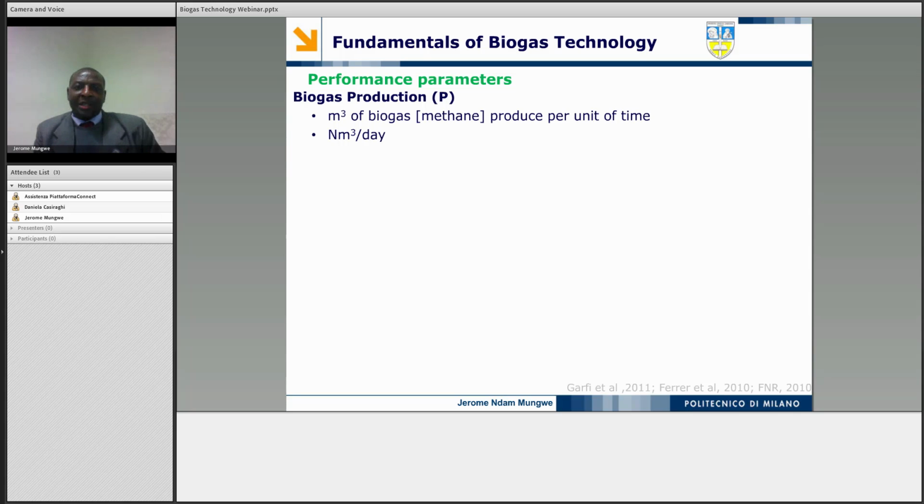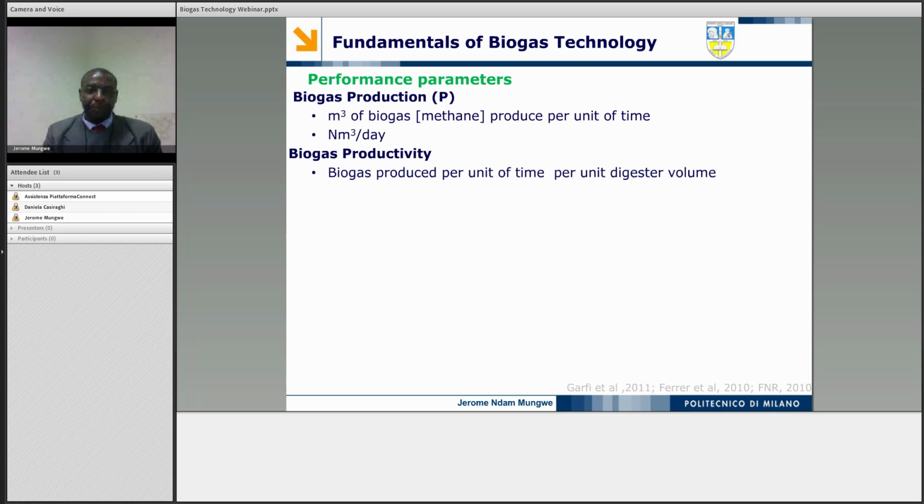The next aspect of the technology is performance parameters. After designing our digester or our system, we want to know which are the parameters we can use to follow up its performance. The very first parameter to measure is how much gas is produced per unit time. Then we may want to look at the biogas productivity or the production rate, that is how much gas is produced per unit time, per unit volume of digester.